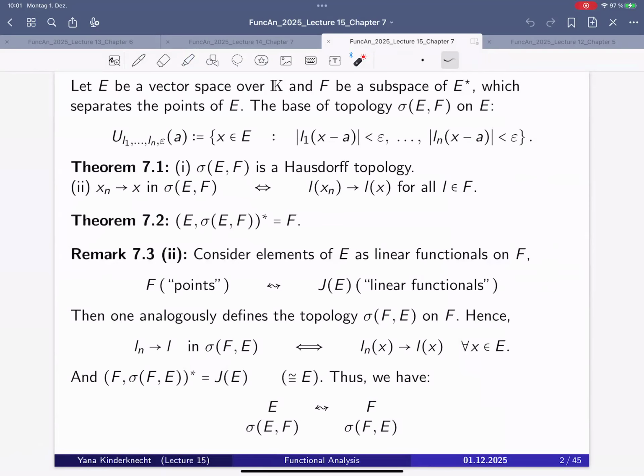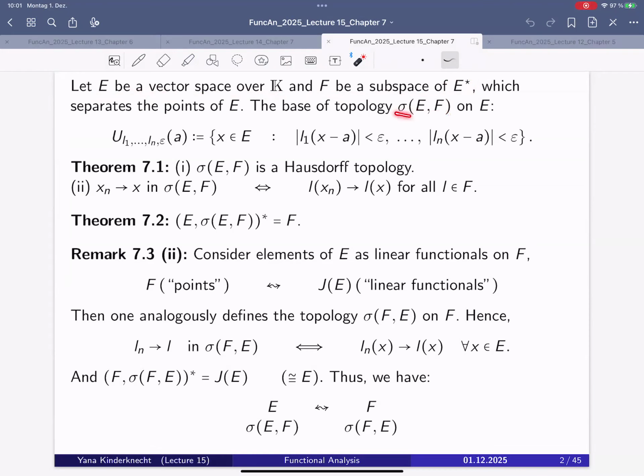So the setting is as follows. We have a vector space E over field K, real or complex numbers. F is a subspace of E star, which is an algebraic dual to E, but not an arbitrary subspace, but a subspace which separates the points of E. So we have discussed last time that we can create a topology denoted by this symbol.